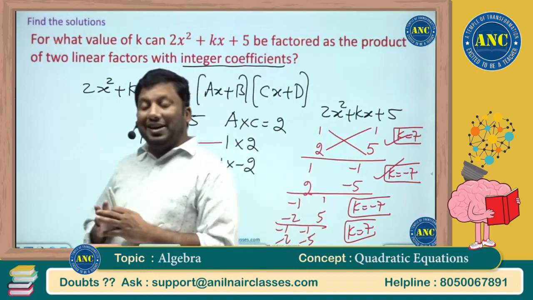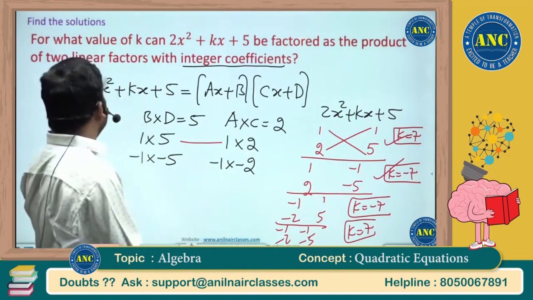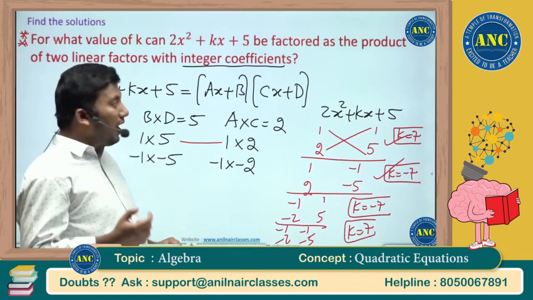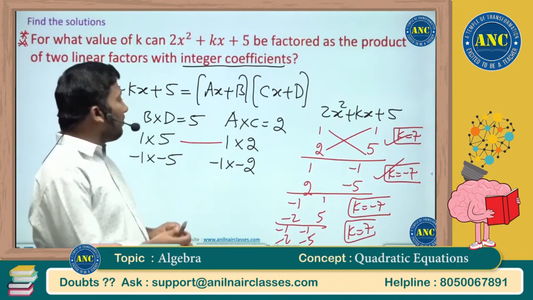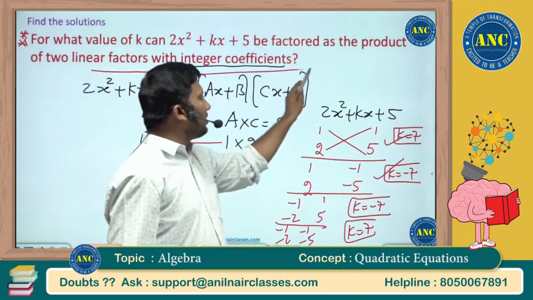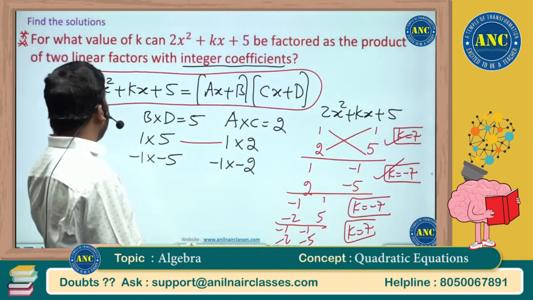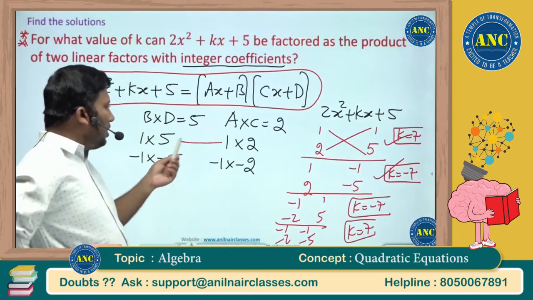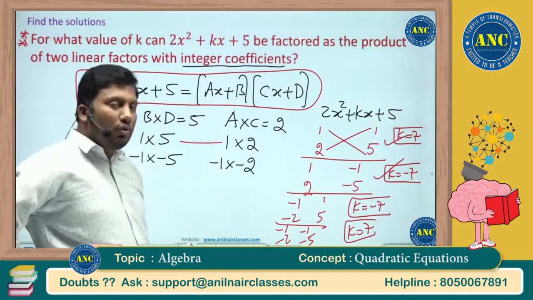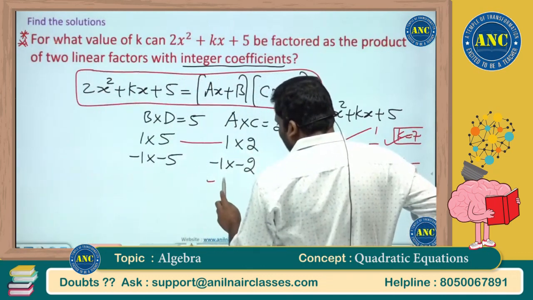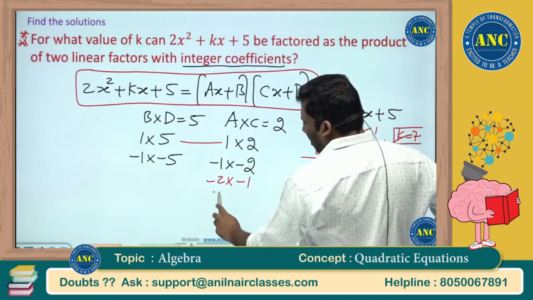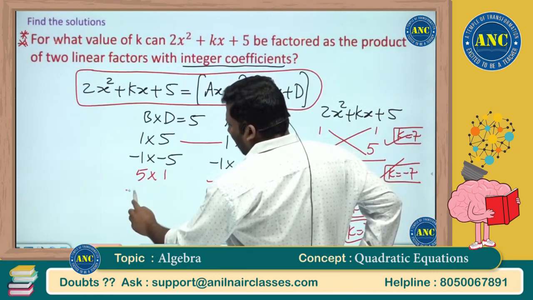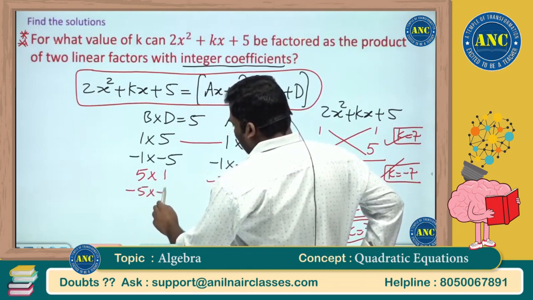I hope the idea is very clear. This is a CAT replica question, a CAT exam model question. But for you to understand this, it is very important to understand the fundamentals. That is the reason I discussed the fundamentals. Coefficient of x square, a into c, is 2. 2 can be written as 1 into 2, minus 1 into minus 2. Similarly, minus 2 into minus 1 and 2 into 1. Similarly, 5 into 1 and minus 5 into minus 1 can be written.